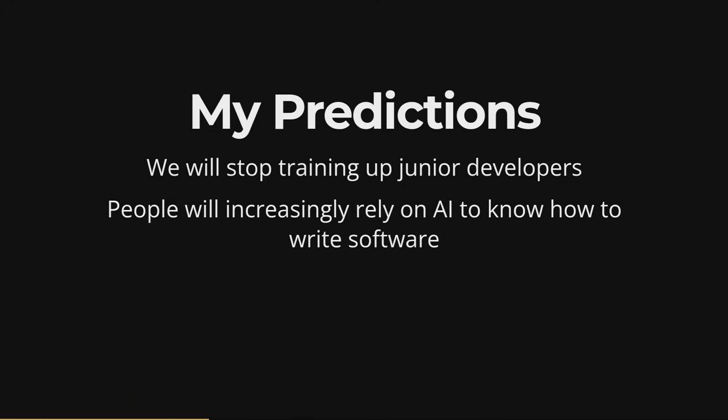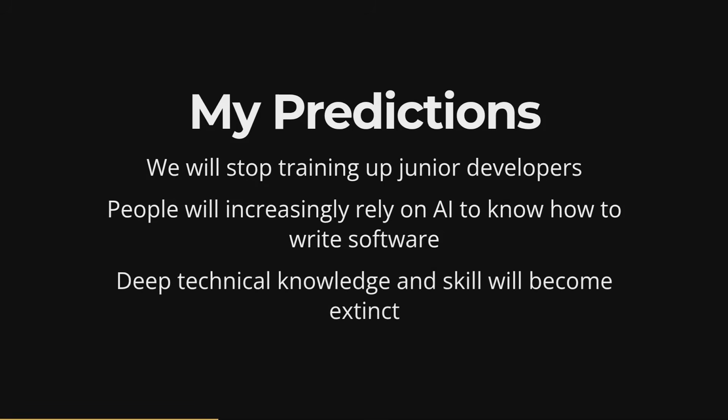increasingly reliant on AI to know how to even write software in the first place. What happens when AI is writing all of the software, including its own software, and we have no idea how any of it works, or how to troubleshoot it, or how to do anything with it? Like, deep technical knowledge could very well become extinct. And that's a scary thought.